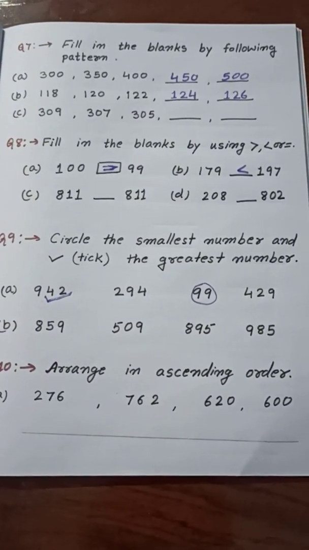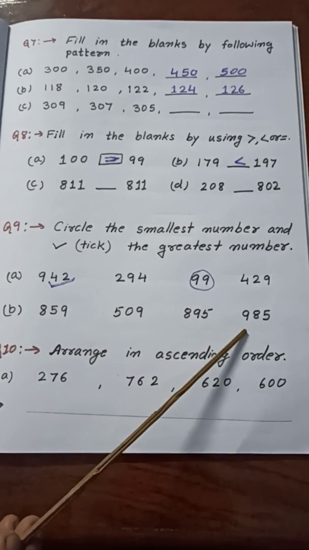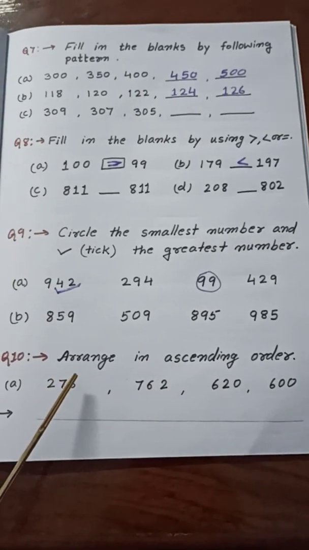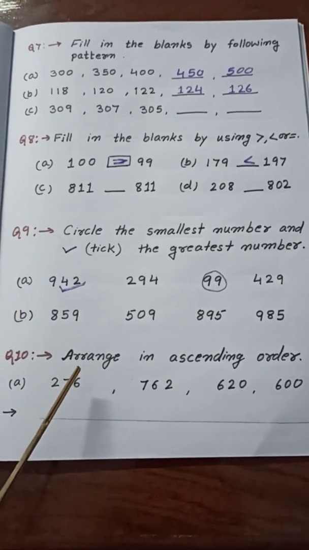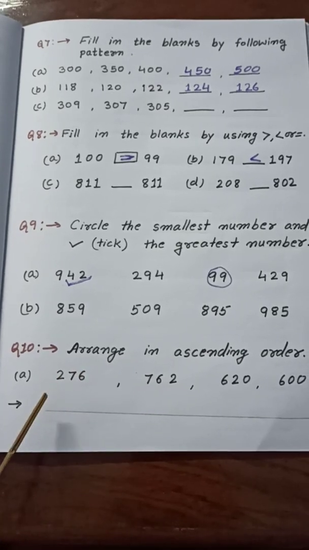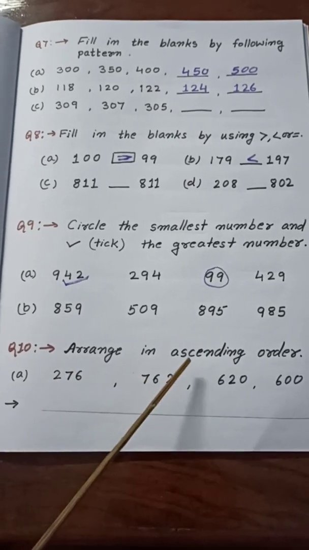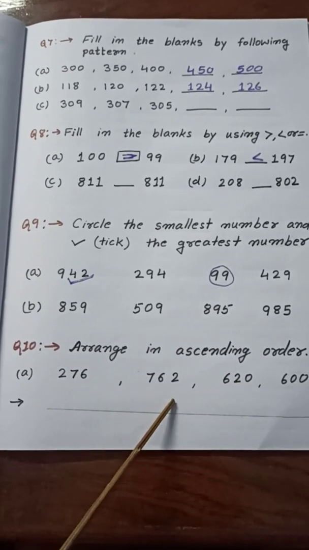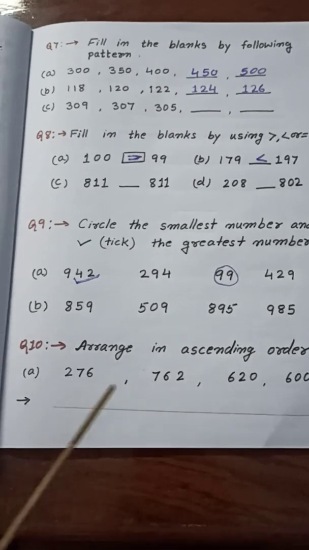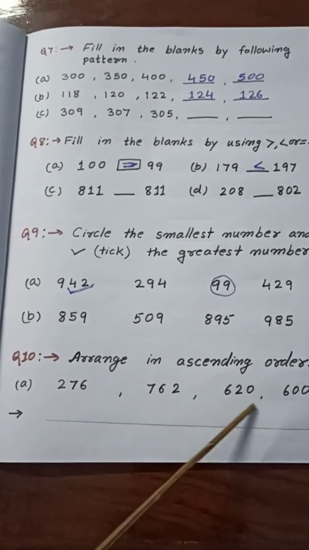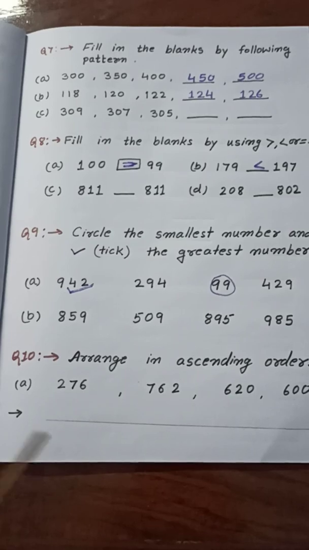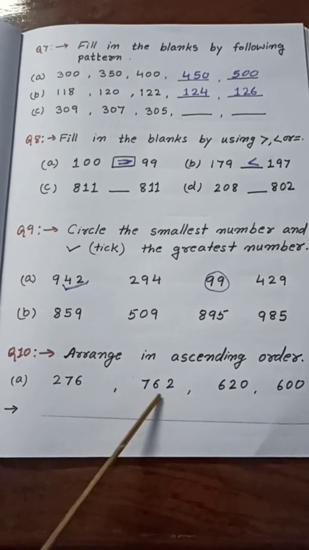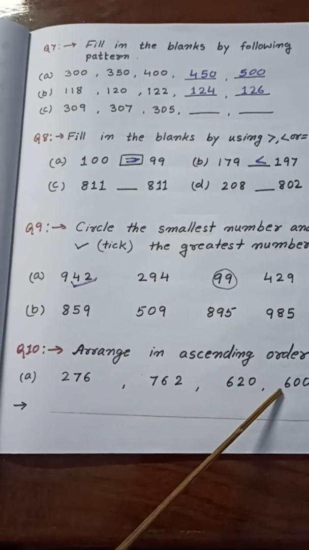So children, question B also you try to solve yourself. Okay, now let's see question 10. Question 10 is like question 9. Here also we have to find the smallest number first. Arrange in ascending order. It means here we have to arrange the numbers from smallest to biggest. So can you tell me which is the smallest number? First we count the digits. 1, 2, 3. Here is 3, here is 3, here is 3 and here also a 3-digit number.